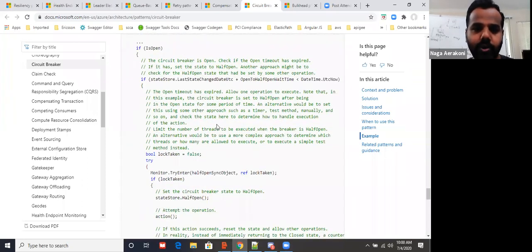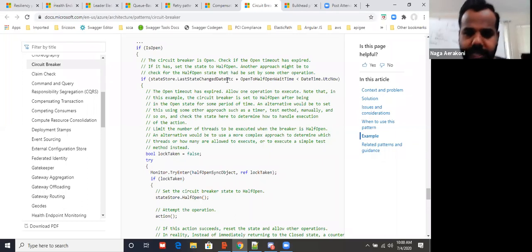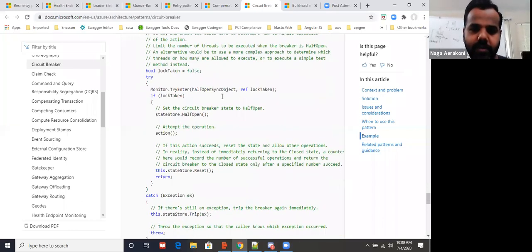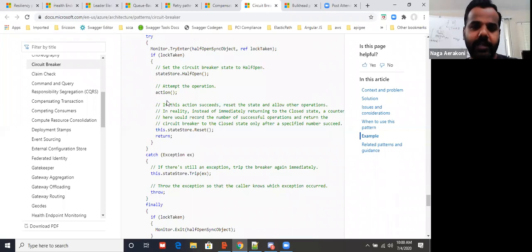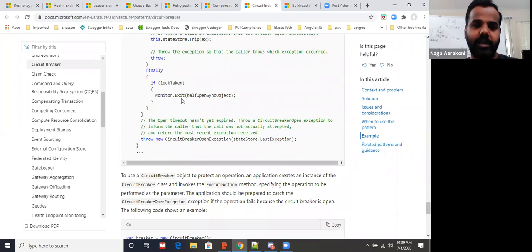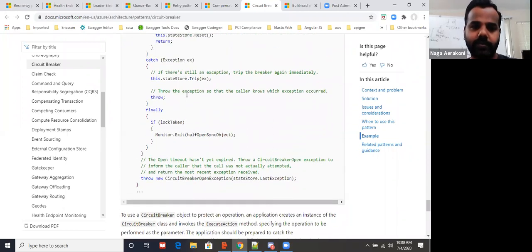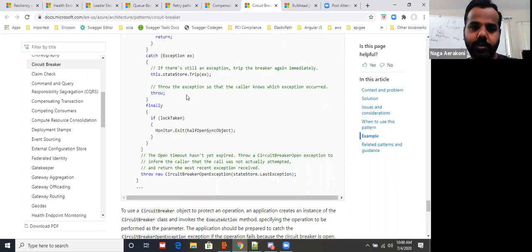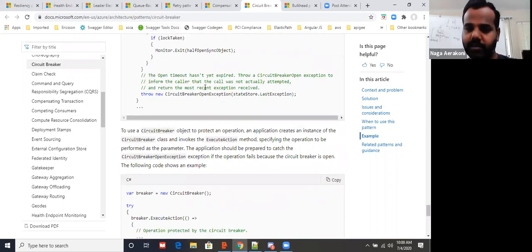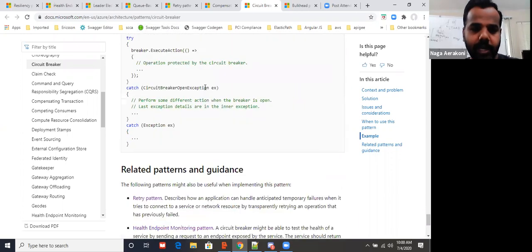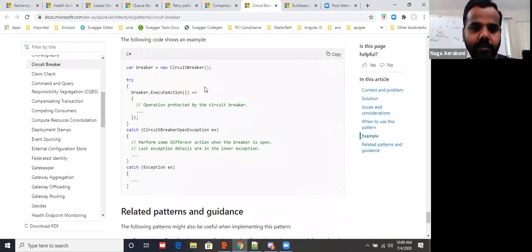So let's look at more. When it is open, it's also checking here. I think you can go through these examples later. They have clearly highlighted the key points apart from the actual code. They have shown when you reset the state and when you switch to half open. So you can go through this link later. In the interest of time, I'll go a little fast.